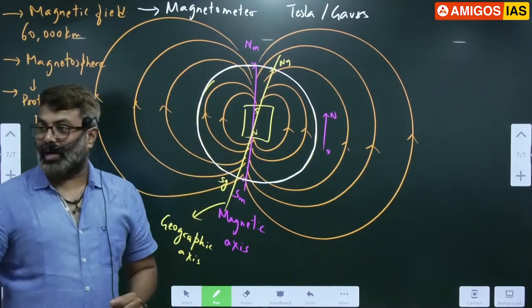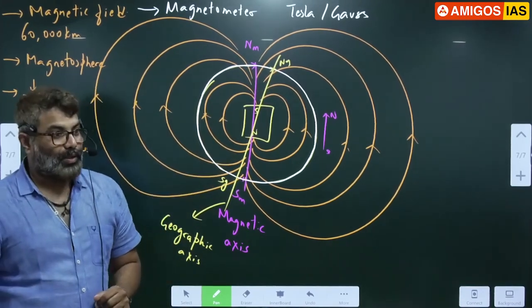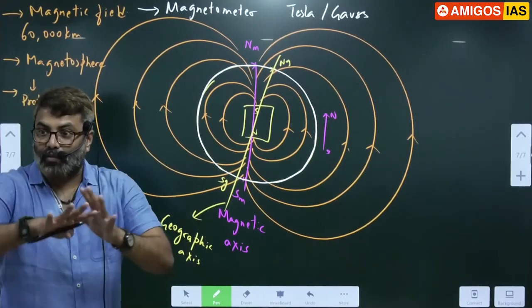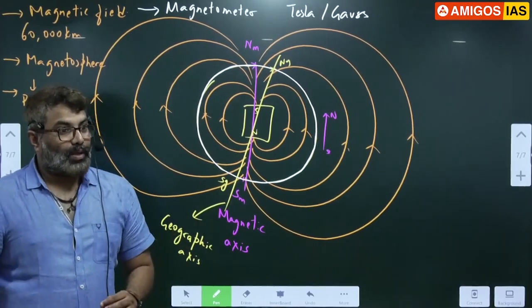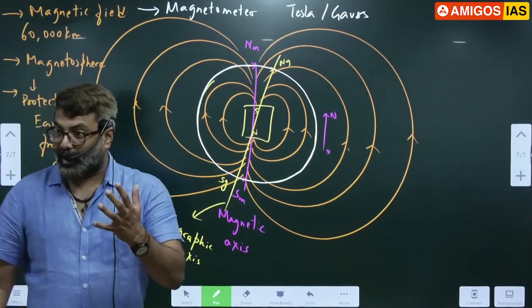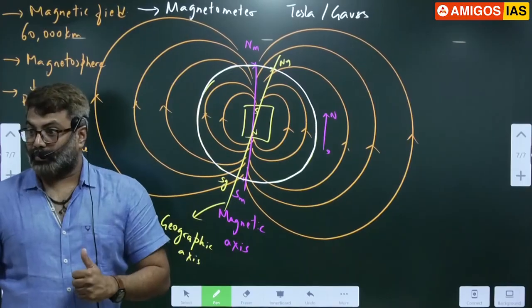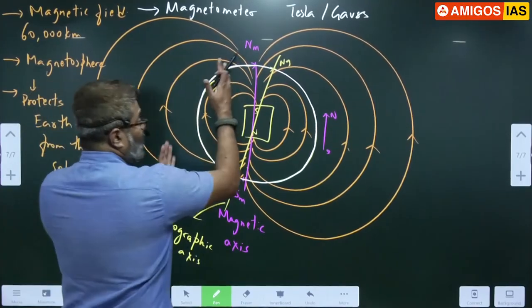So that is what we are discussing now. There is a shift in the Earth's magnetic axis. That's what everybody is talking about now. We have never studied this earlier. So with the magnetic axis shifting, a lot of things can happen. This can change means what?